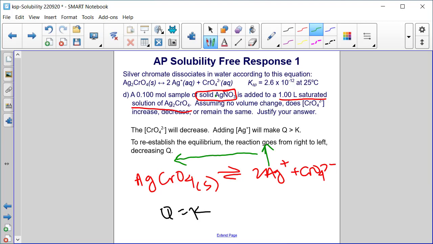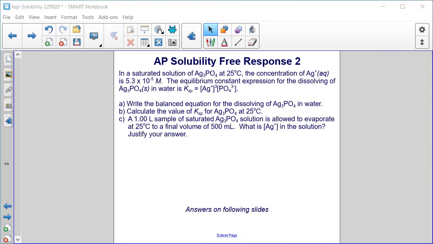And at that point, we have more product, and we would expect the reaction to shift to the left by Le Chatelier's principle. At this point, Q is greater than K, so we would expect to see some of this silver chromate precipitate, right, until the equilibrium is reestablished. And in doing so, we have to use some of this chromate ion to form the precipitate. So the chromate ion concentration will decrease. Adding silver ion makes Q greater than K. To reestablish the equilibrium, the reaction shifts from right to left, decreasing Q and using up some of that chromate ion.